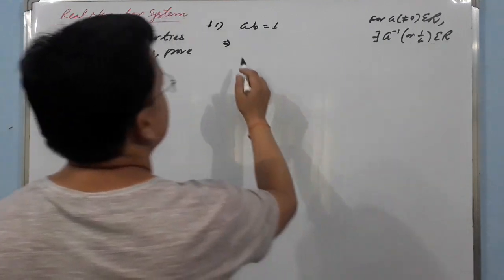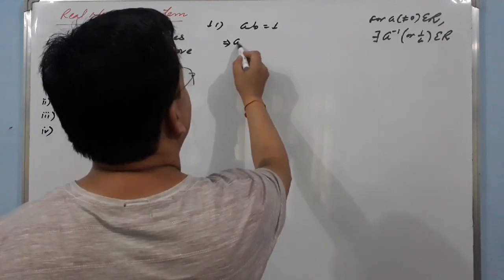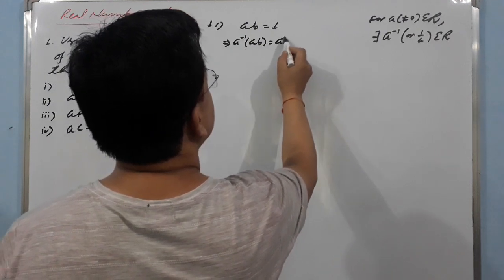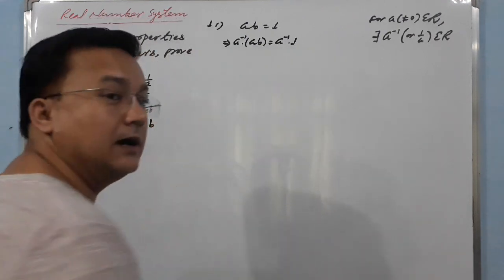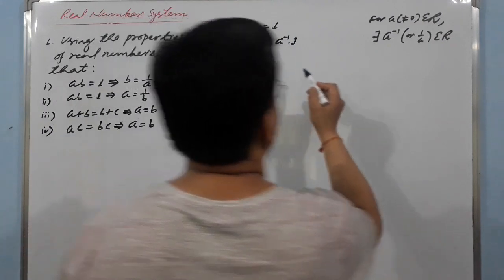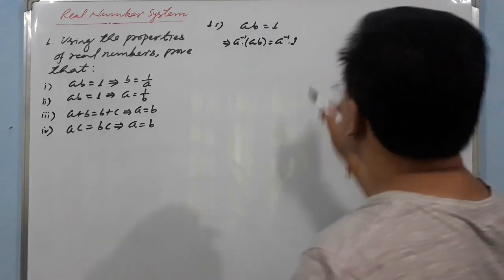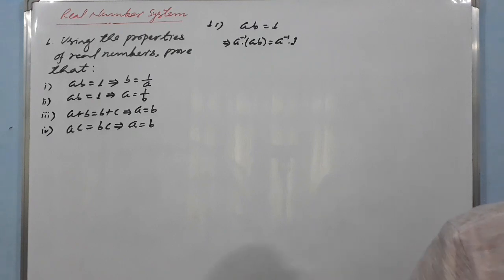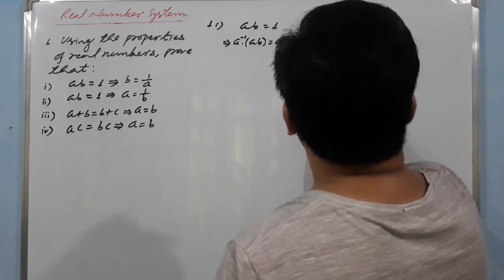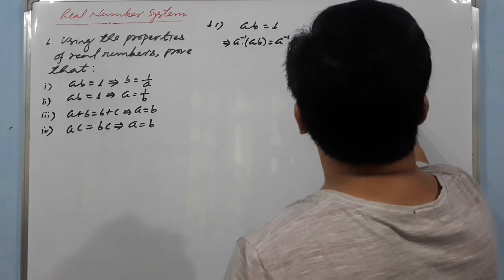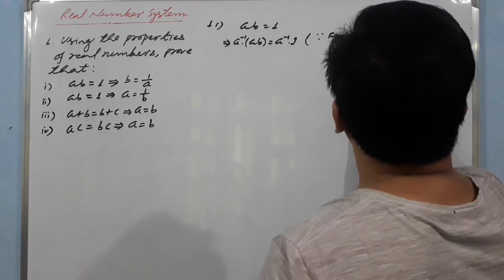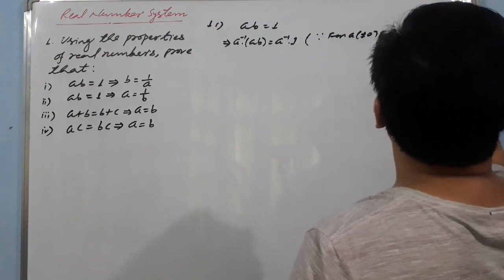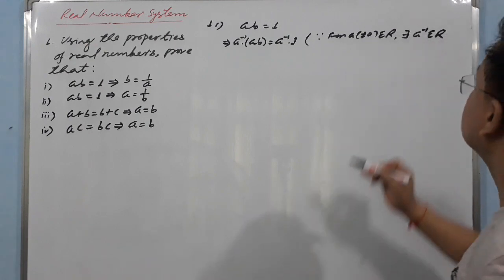Using this property, a inverse, the multiplicative inverse of a, belongs to R. We will multiply both sides on the left by a inverse, and a inverse times ab is equal to a inverse times 1. Here you write down the reason: since for a not equal to 0, belonging to R, a inverse exists and belongs to R. R means the set of real numbers.